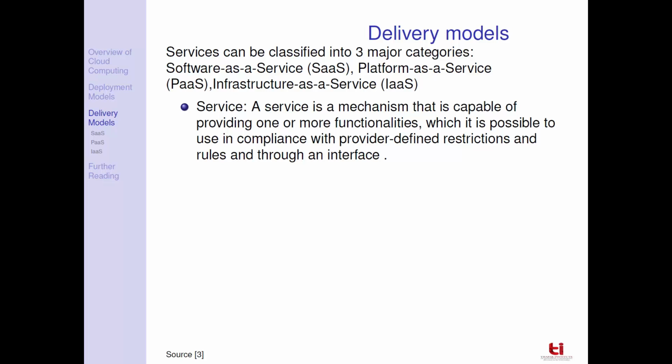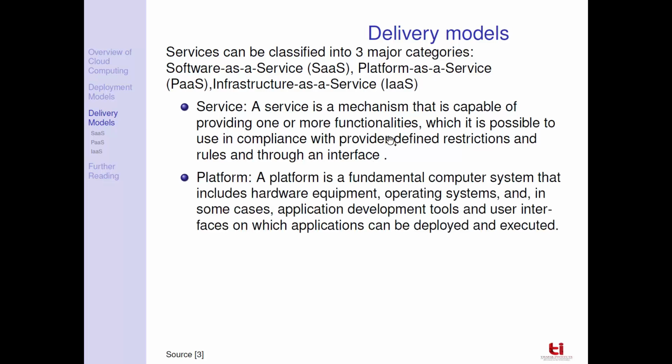First is service. So service is a mechanism that is capable of providing one or more functionalities. So I'll say a well-defined functionality, which it is possible to use in compliance with provider defined restrictions and rules through an interface like web. So service is something which is very well defined. It has a well defined functionality or functionalities, well defined inputs and outputs, and it can be accessed through an interface.